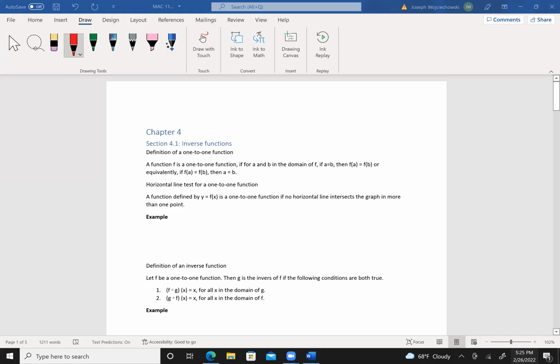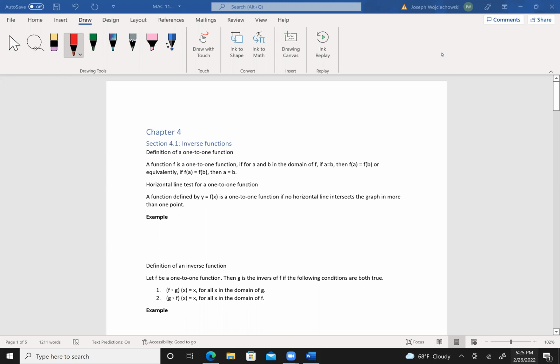Okay, today we're going to look at the beginning of chapter 4 called inverse functions. So we need some definitions here. Our first definition is the definition of a one-to-one function.